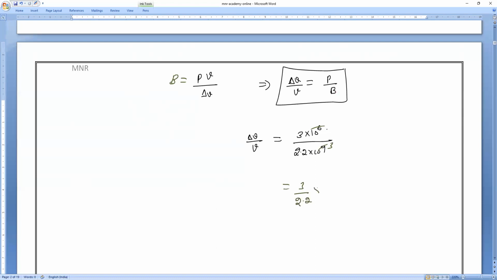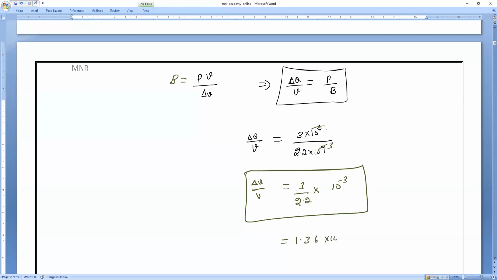So 3 divided by 2.2 into 10 power minus 3 will go up. That is delta V by V. You can solve this one and you'll get the answer. Do it quickly, everybody. 3 divided by 2.2, which equals 1.36 into 10 power minus 3. So that is the delta V by V.